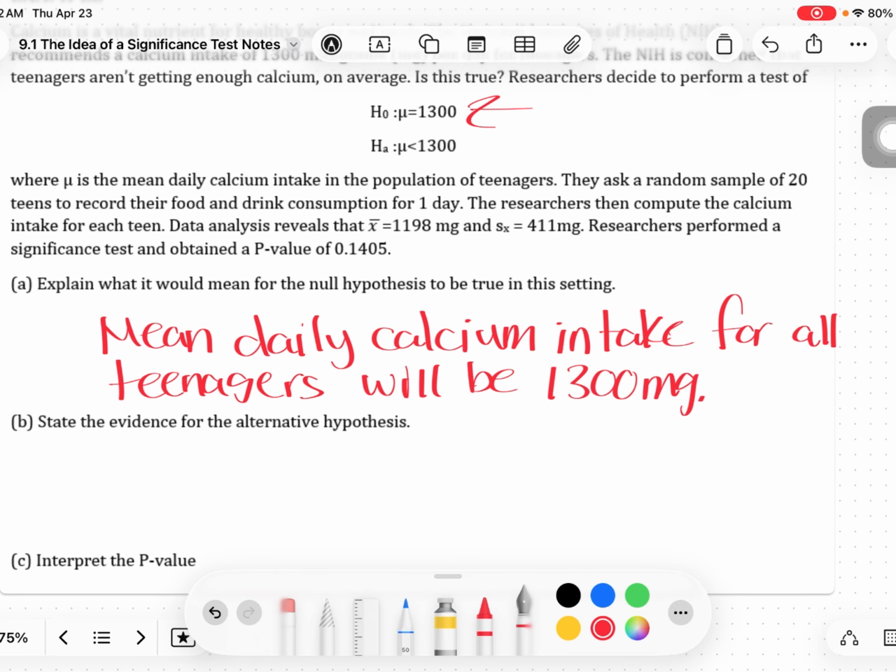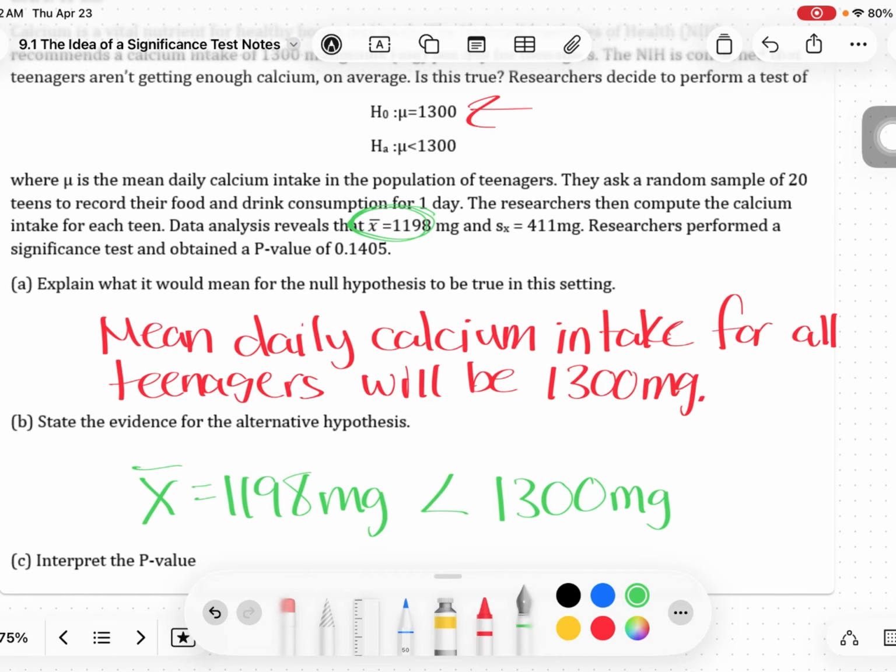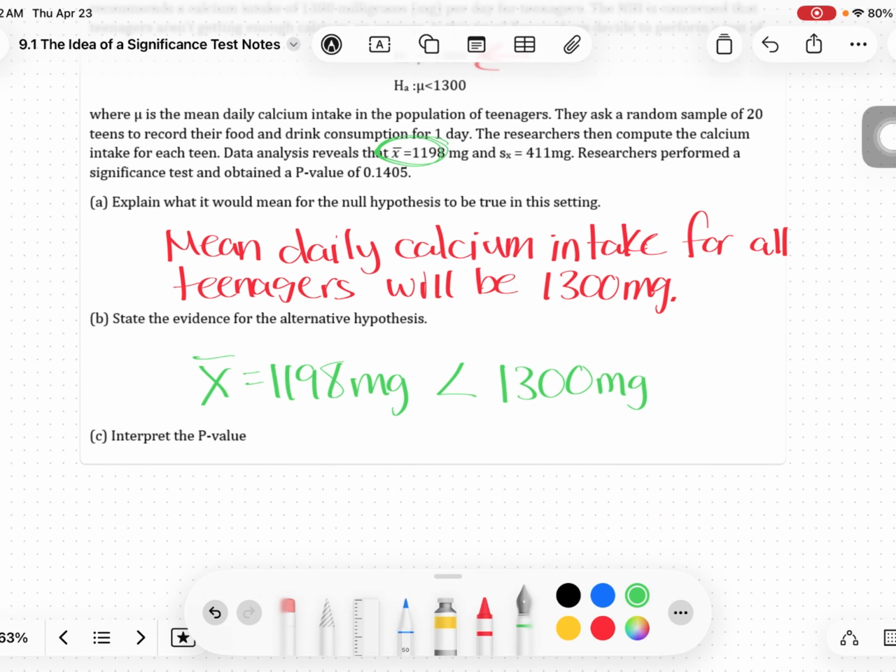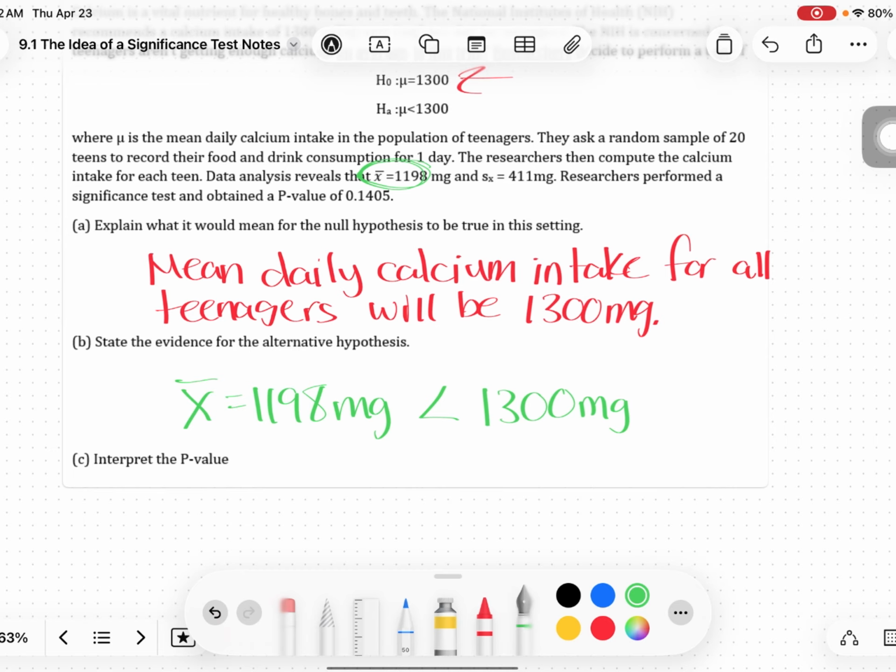Why would we be testing an alternative that is a less than? Well, that's because they got a sample average, a sample mean of 1,198, which is less than 1,300. So our sample mean is less than the stated 1,300 milligrams. That doesn't mean that the hypothesized mean is wrong, but that would give us an indication that maybe it's smaller, and then we would run this significance test.